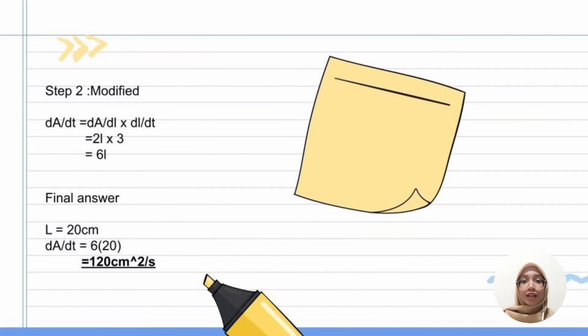Calculate the rate of change of the area of the square at the instant when the length of the square is 20 cm. So when L is equal to 20 cm, dA/dt is 6 times 20, which is equal to 120 cm squared per second.